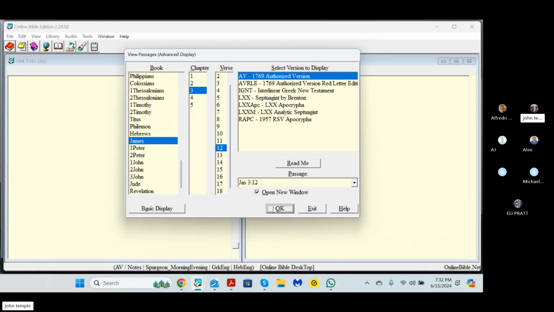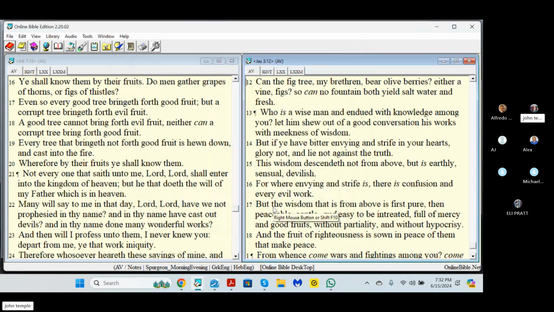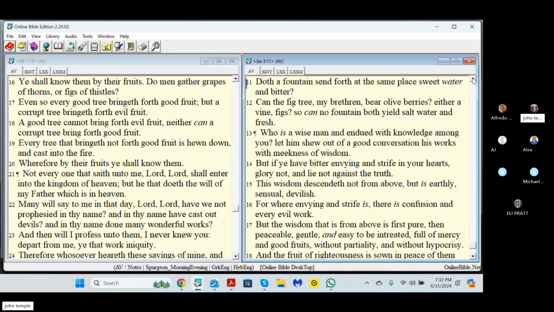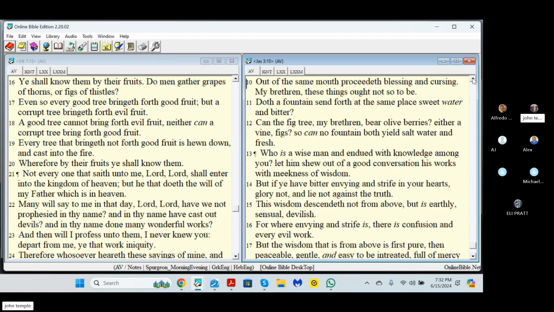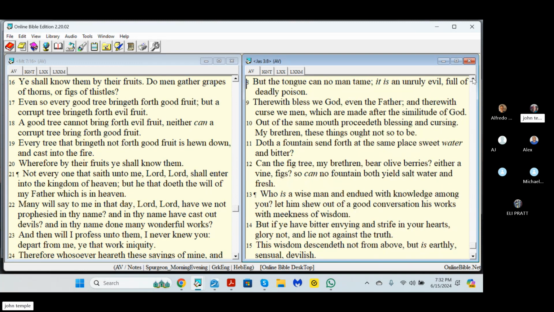Can the fig tree, my brethren, bear olive berries? Either a vine figs? No. So can no fountain both yield salt water and fresh? And he's talking about the tongue there. Does a fountain send forth at the same place sweet water and bitter? So he's talking about the tongue here. The tongue can no man tame, it's an unruly evil, full of deadly poison.